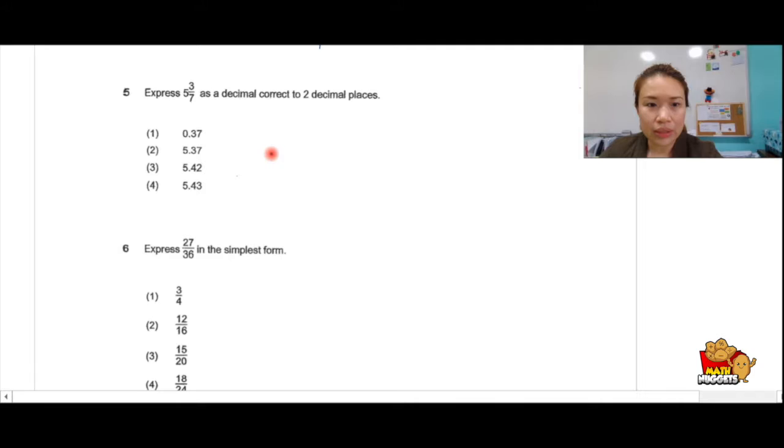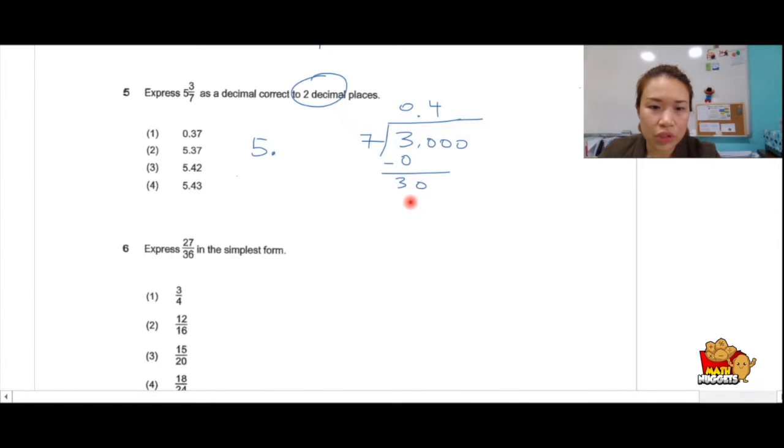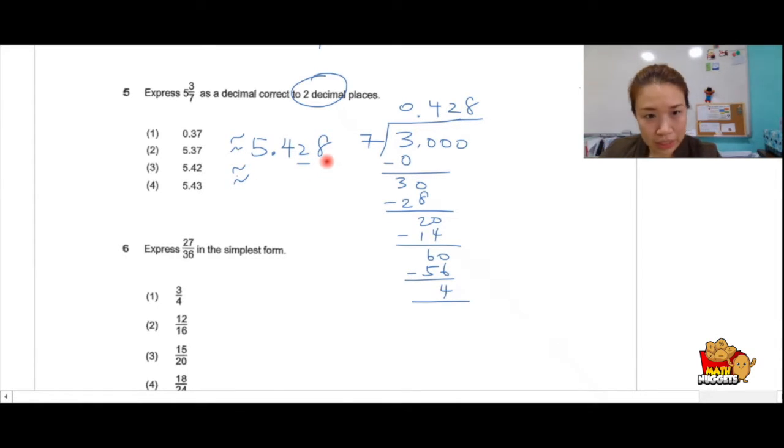Express 5 wholes and 3 out of 7 as a decimal, correct to 2 decimal places. So I know I have 5 point something. Okay, so this 3 out of 7, I need to do my long division. 3 divided by 7. I need to have 3 decimal places in order to round off to 2 decimal places. So let's do the long division. 4 times 7, 28. 2 times 7, 14. 8 times 7, 56. So that's 5.428, and if we round off to 2 decimal places, this is the second decimal place, we check the third. So 8 is more than 5, so this will plus 1. 5.43, option 4.